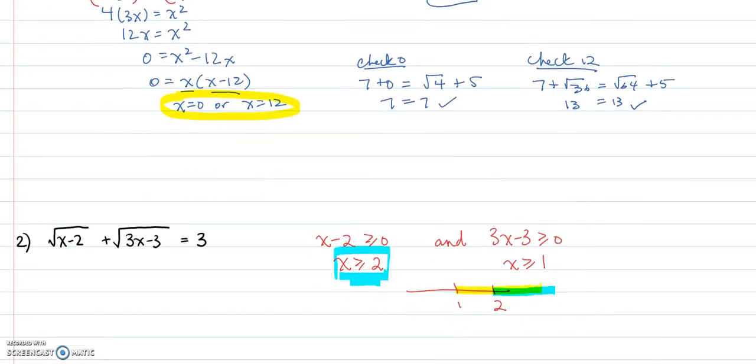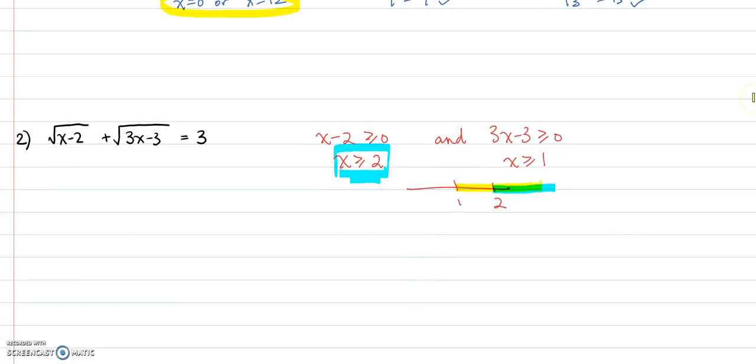Let's go down to this one here. Again, we need to look at our restrictions. So we look at our restrictions. There's two radicals. So in the first radical, x minus 2 has to be greater than or equal to 0. Therefore, x has to be greater than or equal to 2. And 3x minus 3 has to be greater than or equal to 0, so x has to be greater than or equal to 1.